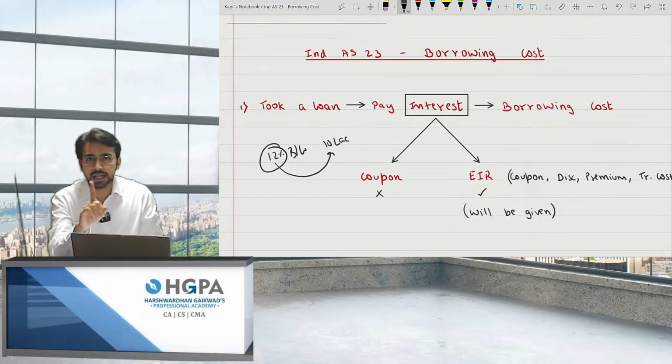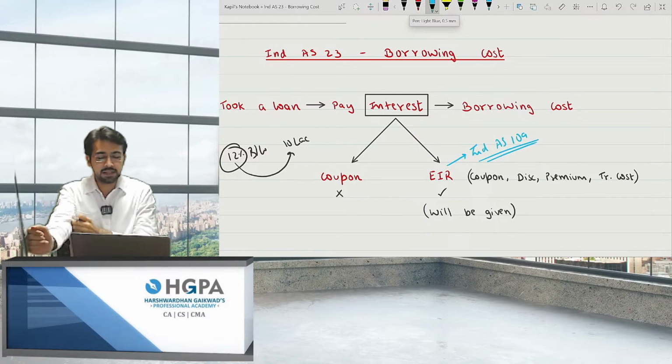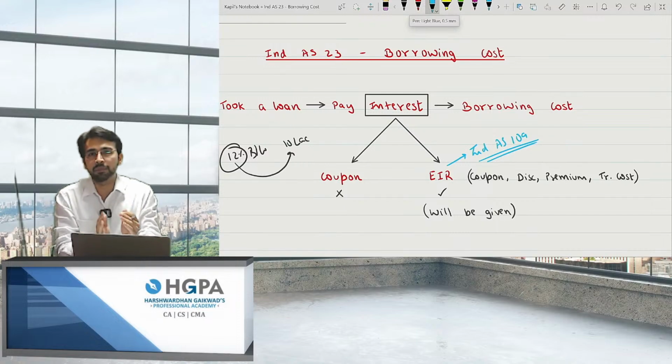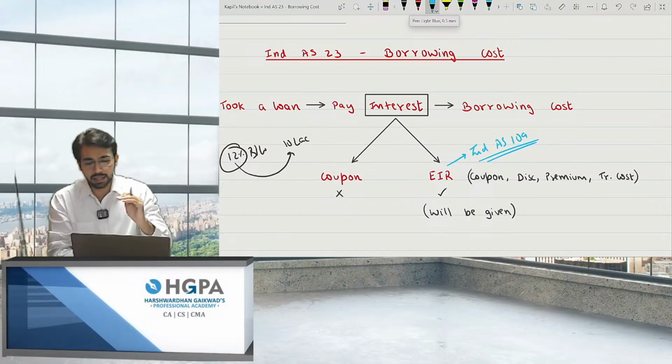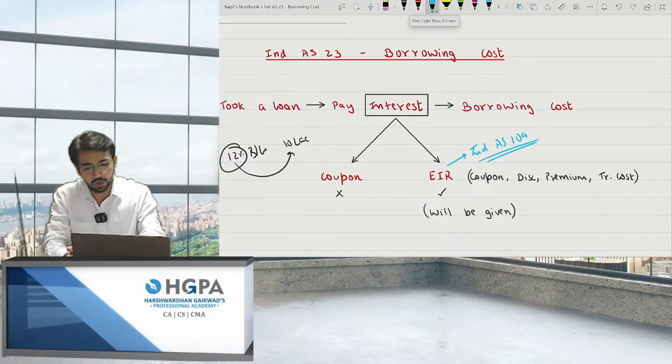We will not charge this interest. We have to take EIR, the effective interest rate. Effective rate will actually be covered in IND AS 109, that is financial instruments. Although in the regular lectures I always take an example of how to calculate the EIR, exactly this will be covered in IND AS 109 when I take financial instruments. For borrowing cost, the EIR will always be given to you.